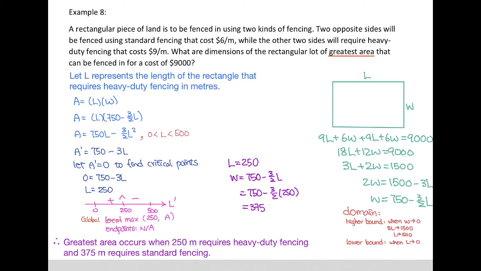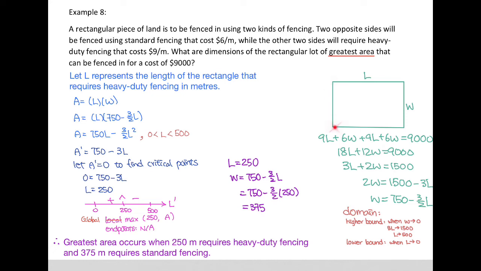Example number 8. There is a rectangular piece of land to be fenced in using two kinds of fencing. Two opposite sides will be fenced using standard fencing that costs $6 per meter, while the other two sides will require heavy-duty fencing that costs $9 per meter. What are the dimensions of the rectangular lot of the greatest area that can be fenced in for a cost of $9,000?